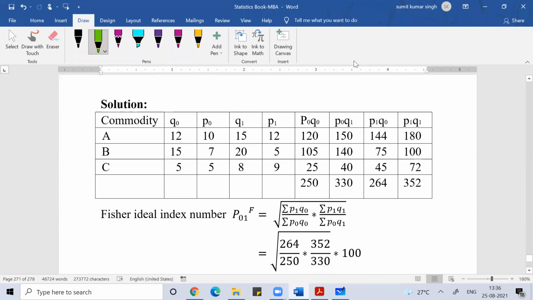So you have P naught, Q naught, P1, Q1. I can find the sum of P naught Q naught, the sum of P naught Q1, the sum of P1 Q naught, and the sum of P1 Q1. I can find the sums.